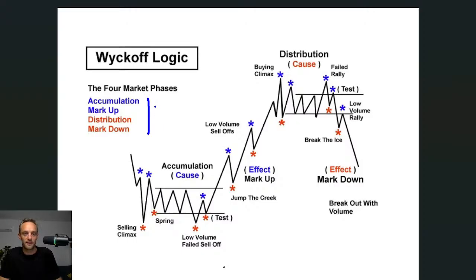It has 4 different phases. One is accumulation, which is here at the bottom. The second one is a trend phase, the uptrend phase. Then we have the distribution phase at the top, and then the downtrend, which is marked down. 4 market phases.